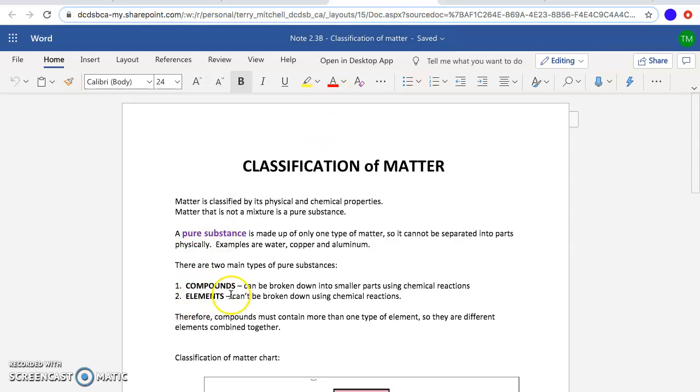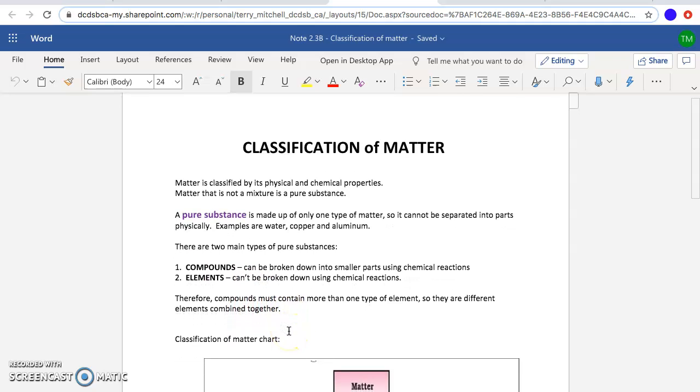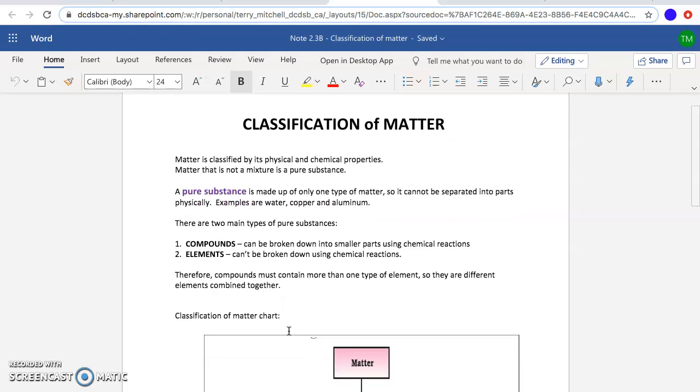So if it's just gold, or if it's just something on the periodic table, it would be an elemental pure substance. And if you have something like just water or just table salt, it's pure, but it's a compound because it's made up of more than one element type. Hopefully you get that. Therefore, compounds must contain more than one element type.